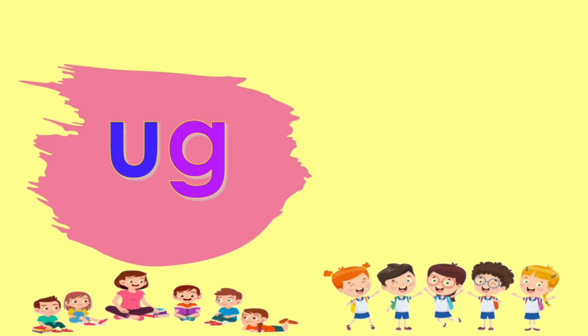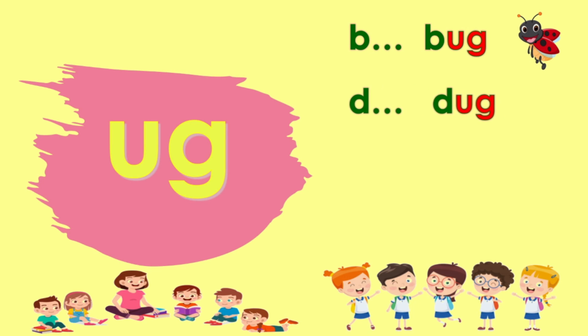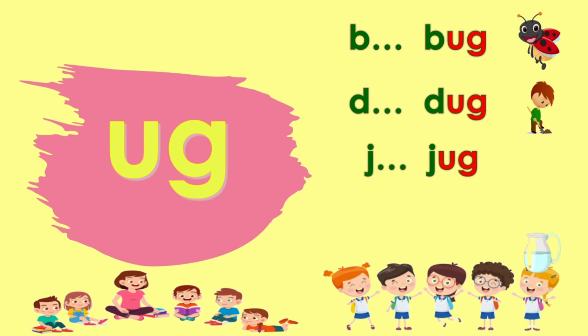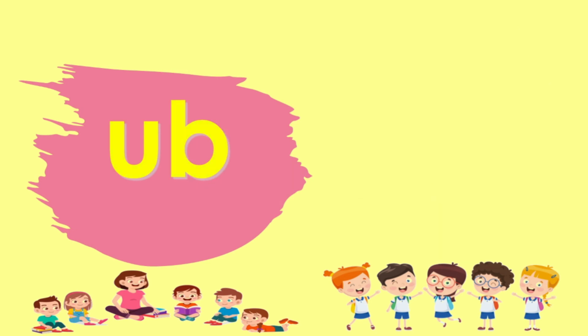Next one, UG. Now, we use U vowel and make three letter words. B, U, G, bug. D, U, G, dug. J, U, G, jug. H, U, G, hug. Mama hugging.